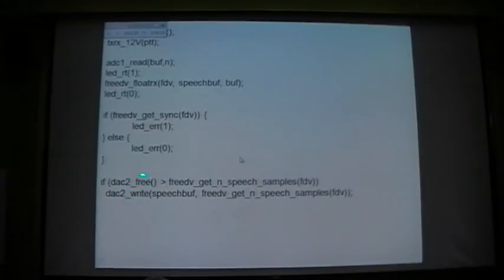So all this is saying is that if there's enough room in this speaker DAC to fit the samples we've got from FreeDV, then we'll write to the speaker DAC. So we're asking the API, how many samples have you got? Yeah, we've got enough room, so we write them, and that's how it goes out the DAC. So that's a major chunk of the main loop of the program, and how you can include FreeDV in an embedded program.